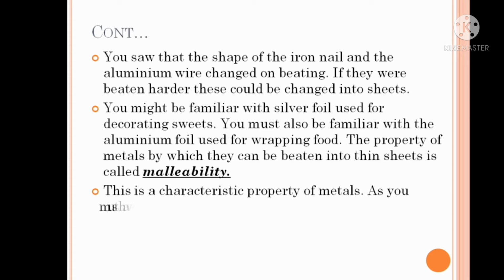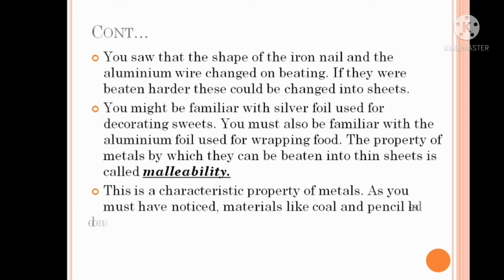This is a characteristic property of a metal. As you must have noticed, materials like coal and pencil lead do not show this property because these are not metals. When we beat them, what will happen? They will disperse and be made into powder form. They will not convert into sheet form. Correct? So materials like coal and pencil lead have no malleability.